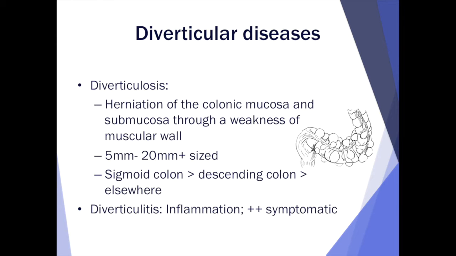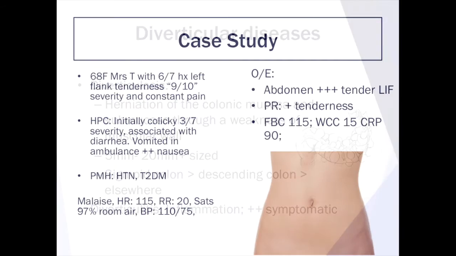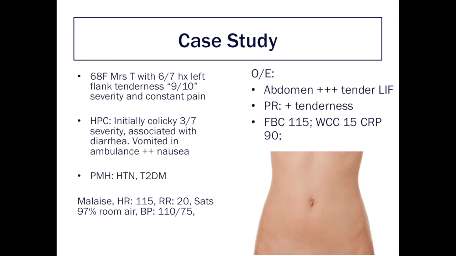Diverticulitis is when inflammation occurs, as demonstrated by more persistent pain and raised inflammatory and infective markers. We'll discuss diverticular diseases through the case of Mrs. T, a 68-year-old lady presenting to A&E, where you are assisting the surgical registrar and are asked to examine her. She has severe abdominal pain, worse in the left flank. This was previously intermittent in the past week and has become acutely worse and constant.